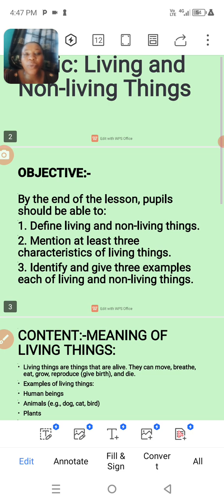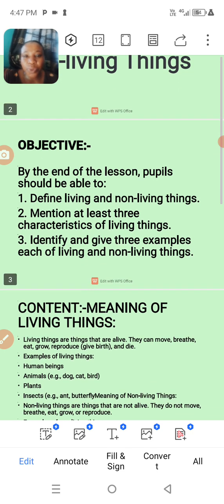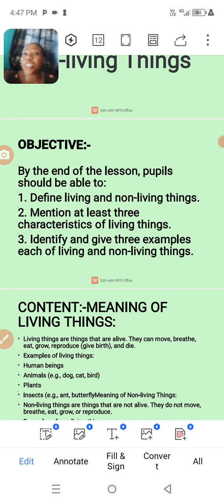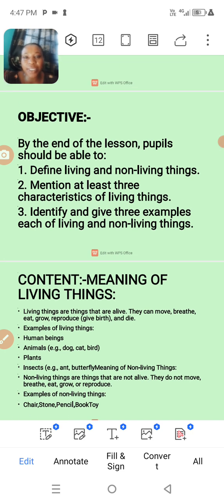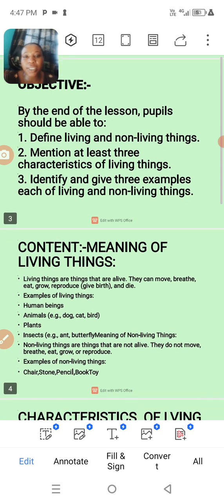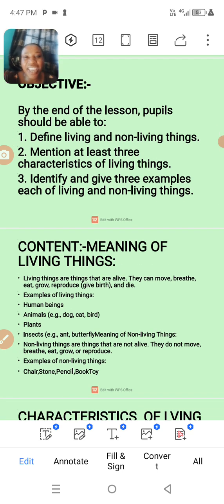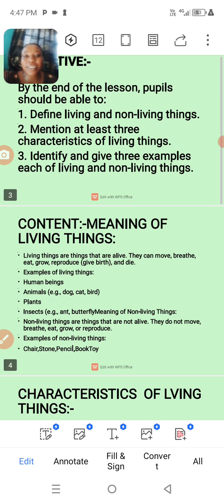Objective. By the time we are done with the lesson today, you are expected to be able to define living things and non-living things. Number two, you are also expected to list at least three characteristics of living things. Number three, you are also expected to identify and give three examples of each of living things and non-living things.